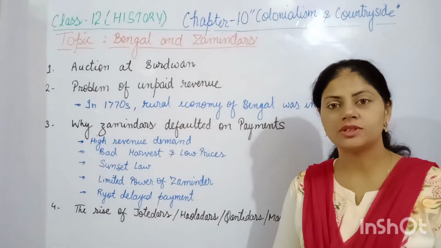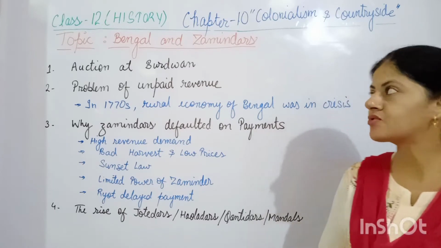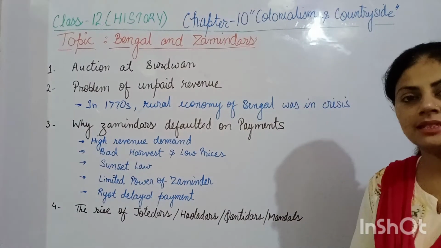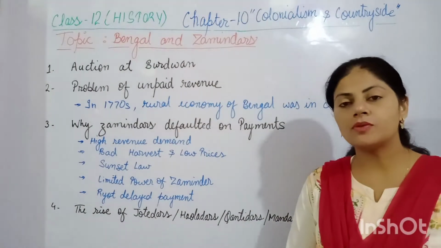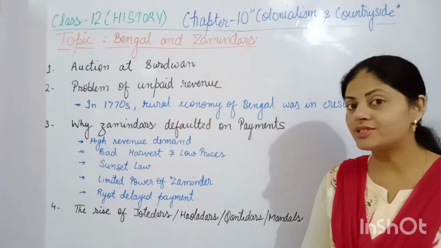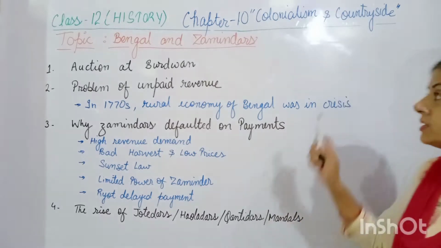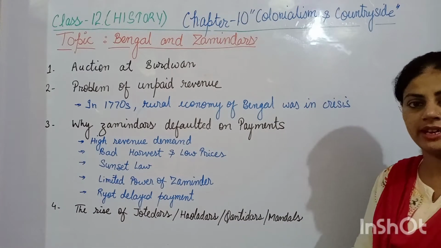Hello, my dear students. Today we are going to start a new chapter of class 12th history, that is chapter number 10, Colonialism and Countryside. In this chapter, we will discuss the impact of the colonial rule, that is the British rule, on the countryside of India, that is on the village areas.